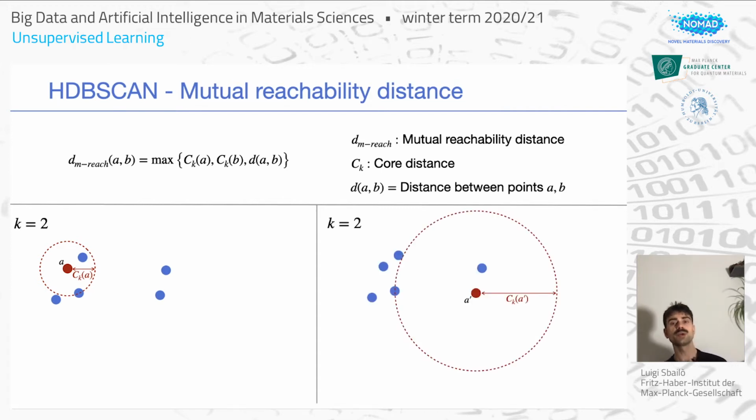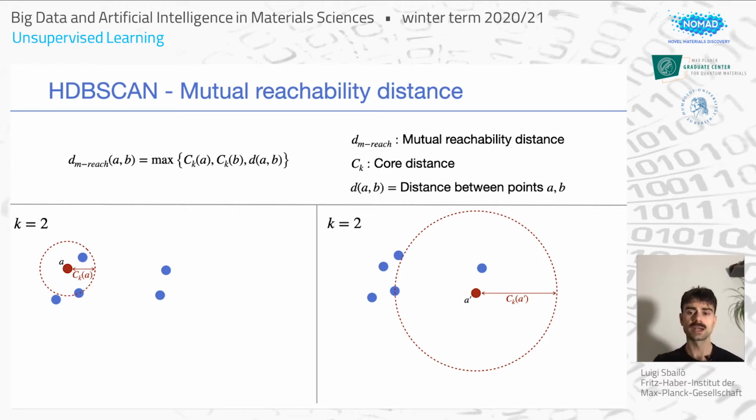But then if we look at the core distance of another particle, the A prime particle, that lies in a less dense region and only has one neighbor next to it, the core distance for k equals 2 is a much larger value. So you see that it reaches the other cluster, because the second closest point is in the other group of particles to the left.